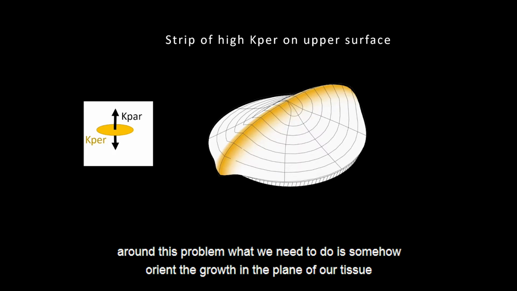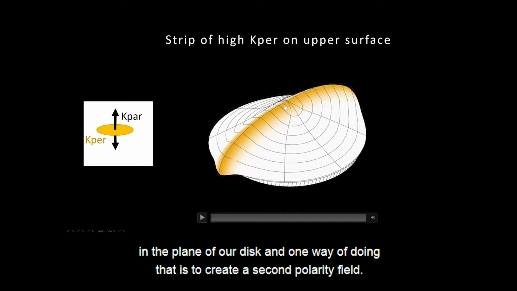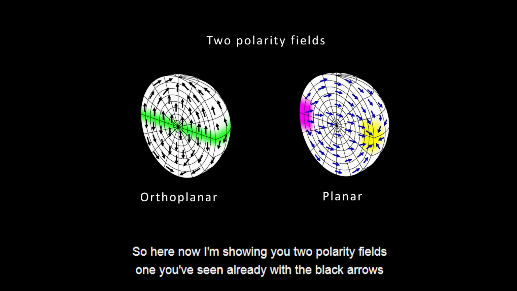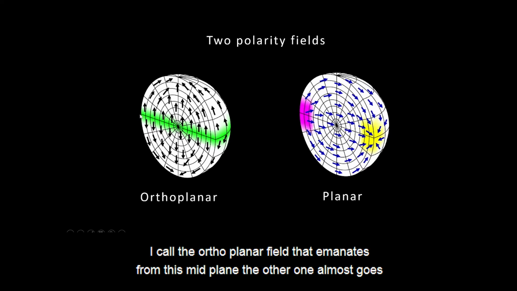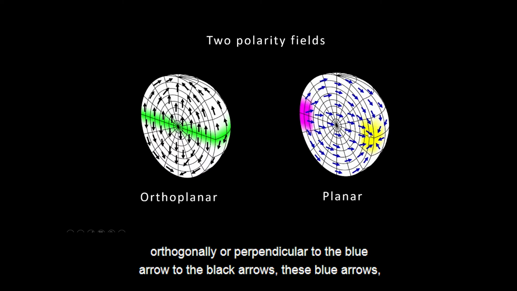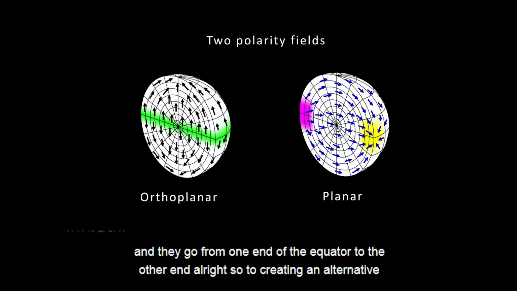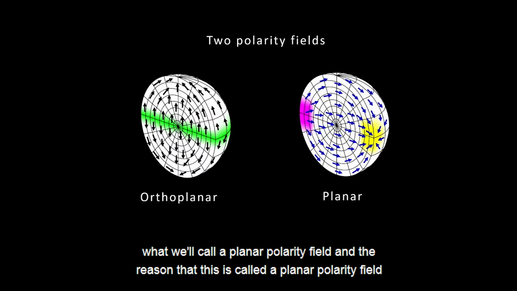So if we want to get around this problem, what we need to do is somehow orient the growth in the plane of our tissue, in the plane of our disc. And one way of doing that is to create a second polarity field. So here now I'm showing you two polarity fields. One that you've seen already with the black arrows, what I call the orthoplanar field, that emanates from this midplane. The other one almost goes orthogonally, or perpendicular, to the black arrows, these blue arrows, and they go from one end of the equator to the other end. All right, so we're creating an alternative, what we'll call a planar polarity field.